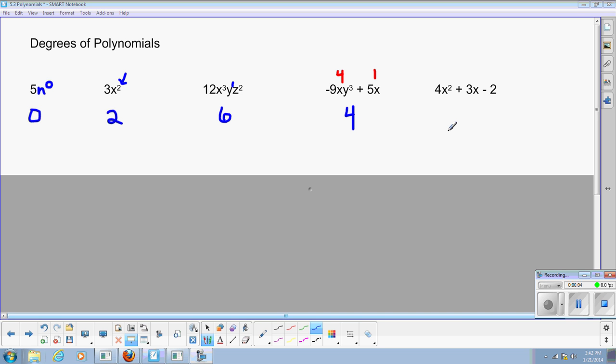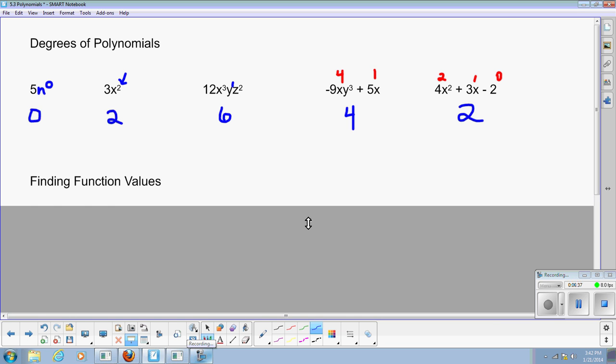Last example here for degrees, I have a trinomial here, 4x squared plus 3x minus 2. The degree on the first term is 2. The degree on the second term is just the 1 there, and the degree on the third term is 0. So the highest degree possible is the 2 on the first term, so the degree of this trinomial is 2. So binomials, trinomials, if you have 4 terms, 5 terms, find the term with the highest degree. That is the degree of the whole polynomial. Moving on.